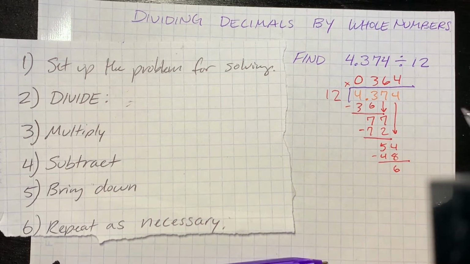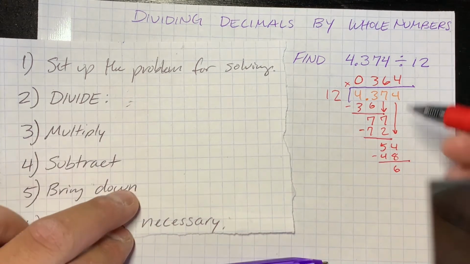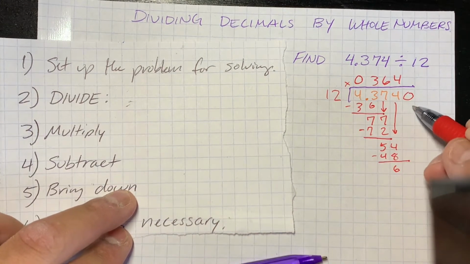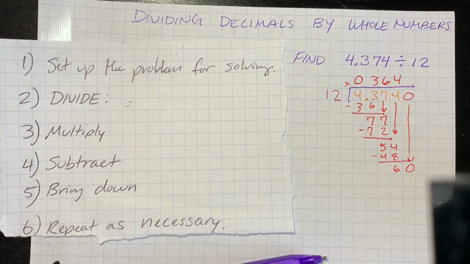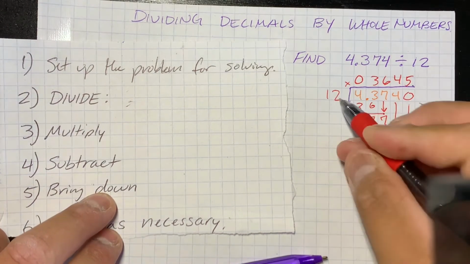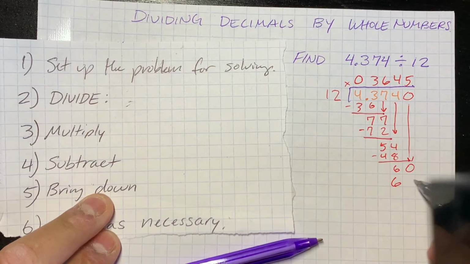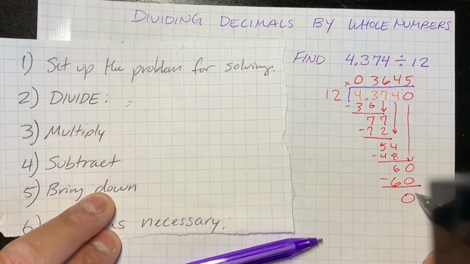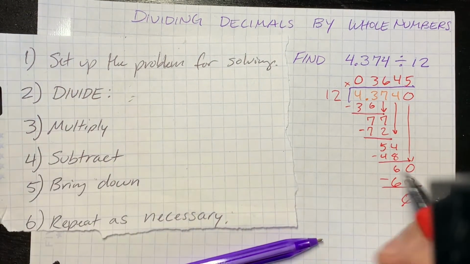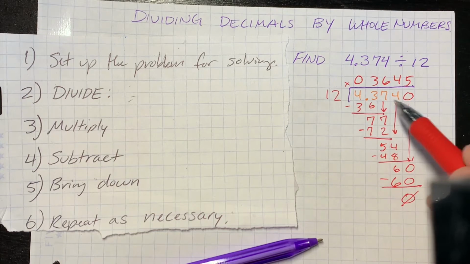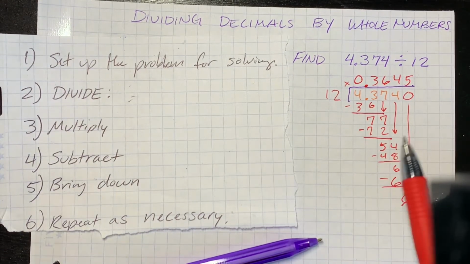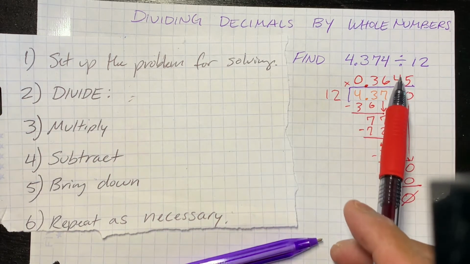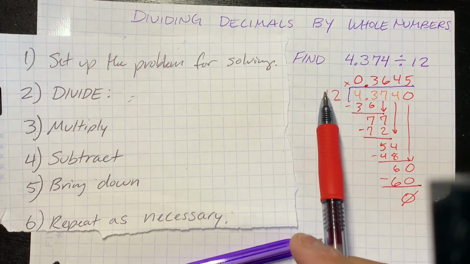And then we don't want a remainder, so let's keep dividing. So we're just going to annex 0 and bring that down. Now 12 can go into 60, let's see, 12 can go 5 times. 12 times 5 is going to be 60. 60 take away 60 is 0. Now again, that decimal point in the dividend goes straight up. Now your quotient is going to be up top, dividend inside the box, and your divisor outside the box.